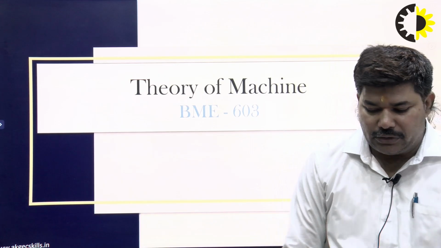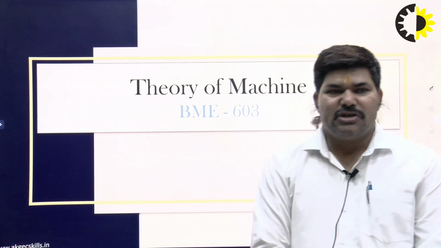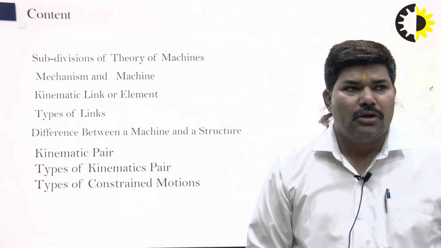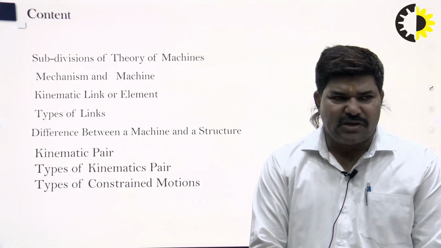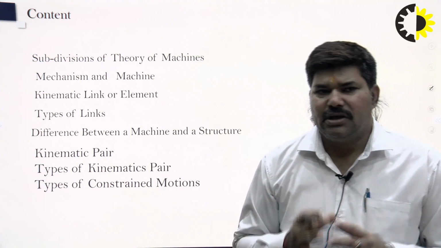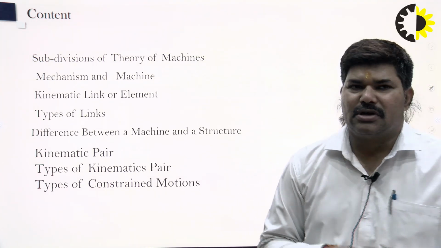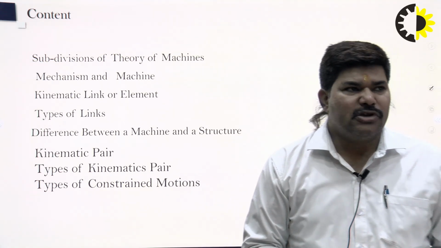So, in today's lecture, we'll discuss the different types of machine, what a mechanism is, and how the linkage works. We will cover different types of kinematic links and types of linkage, the difference between machines and structures, the kinematic pair, and the types of constraints. These are the basic topics which cover the kinematic theory of machines.